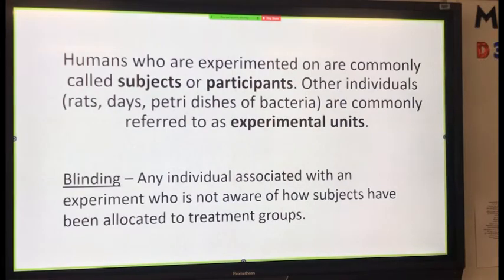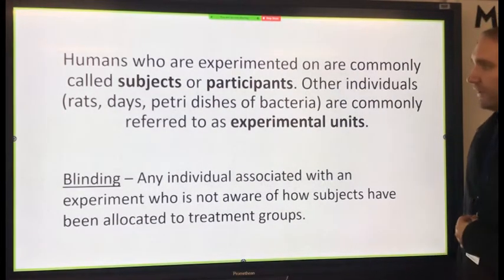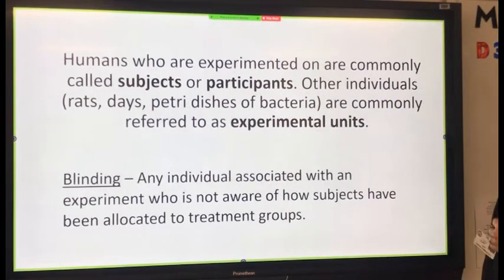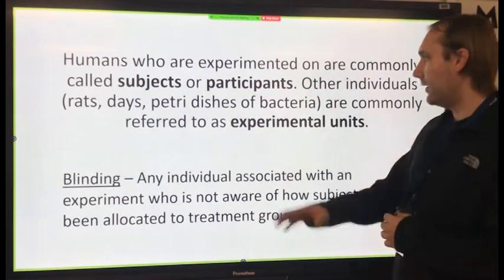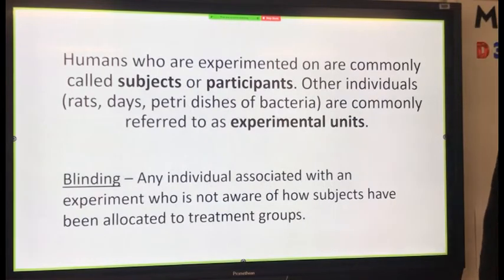Humans who are experimented on are commonly called subjects or participants. Other individuals, like rats, dogs, bacteria in a petri dish, are commonly referred to as experimental units. So when you hear me say subject or participants, we're talking about people. Everything else is an experimental unit, like a dog, cat, whatever. Blinding: any individual associated with the experiment who is not aware of how subjects have been allocated to treatment groups.